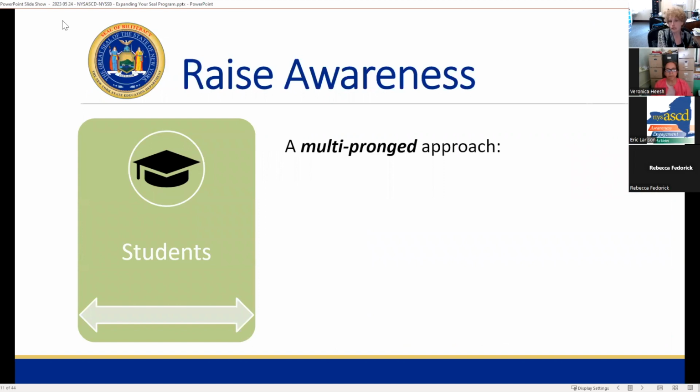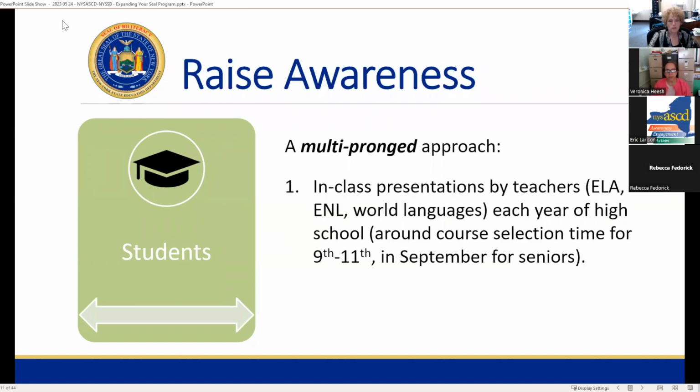So let's move on to students. How are we going to raise awareness among them? Well, you really want to take a multi-pronged approach, just like we did with the faculty and staff. You might start with things like in-class presentations by teachers, and these naturally happen in classes like ELA, ENL, and world languages. We would recommend that you do these in-class presentations each year of high school, just around that course selection time for 9th through 11th graders, and then probably in September for any seniors that you have.